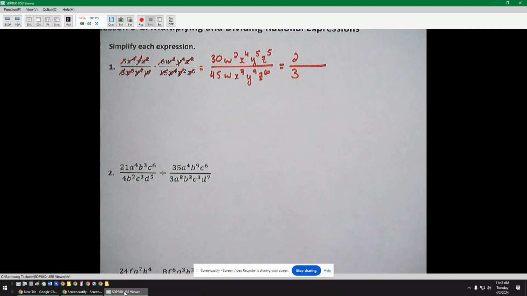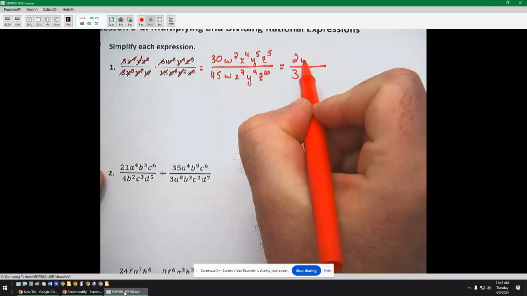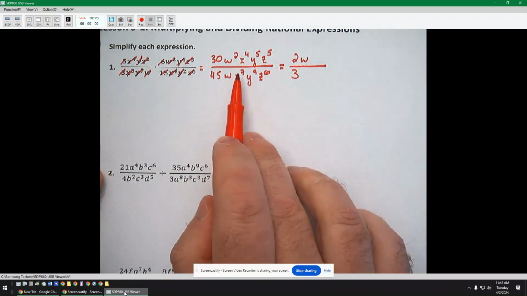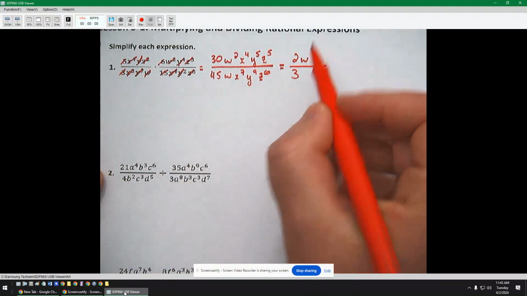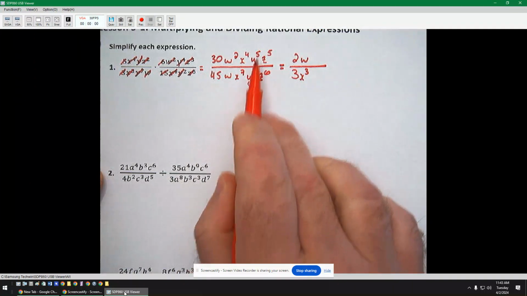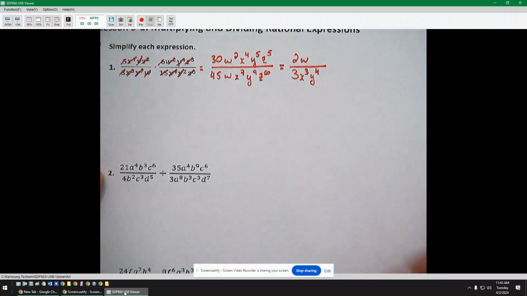Then I'm going to look at the variables. I'm going to decide, are there more? How many more are there and where? So if we look at the W's, there's 2 on the top, there's 1 on the bottom, so that means there's 1 extra on the top. Then I look at the X's. There are 4 on the top, there are 7 on the bottom, so there are 3 more X's on the bottom. The Y's, there's also more on the bottom, there are 4 more on the bottom. The denominator, I probably should say.